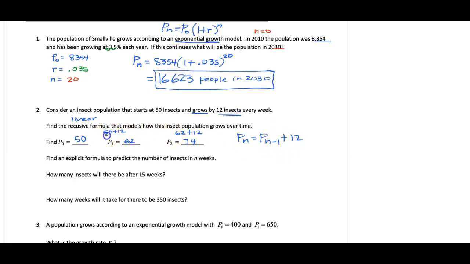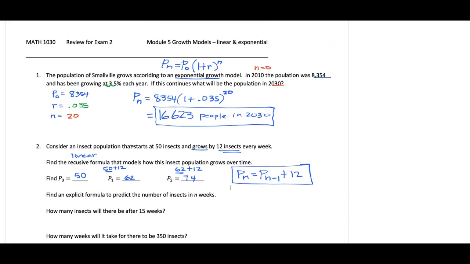So I took the previous amount and added 12 to it. 62 is the previous amount, and I added 12 to get to the next one. So if it asks for a recursive formula, that's what you would put on there. That's the formula we'd be using, but how to use it, just by adding 12 each time, is an important part to understand. Now it wants us to find an explicit formula to predict the number of insects in n weeks.